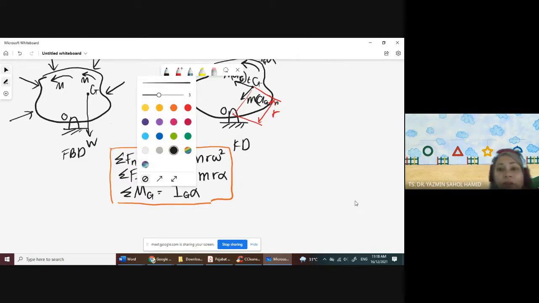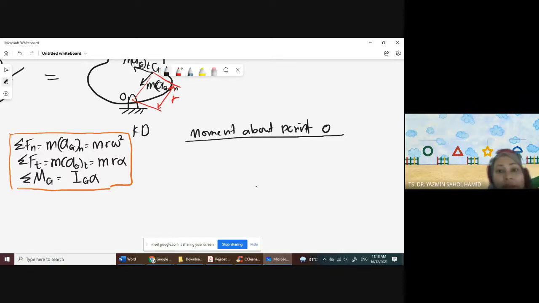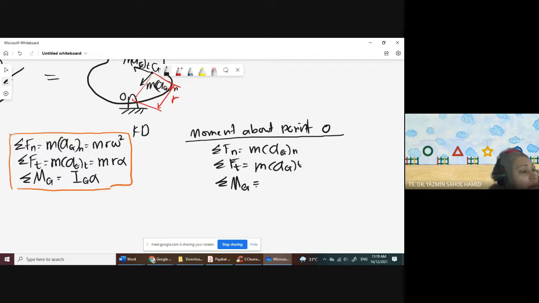You can have a question where you need to take a moment at a different point. Let's say you need to take moment about point O, for example. When you take moment about point O, the formula for Fn equals m a_Gn, and summing forces Ft equals m a_Gt, is the same, but the different formula is for the moment. When you take moment at a different point, the formula is different.